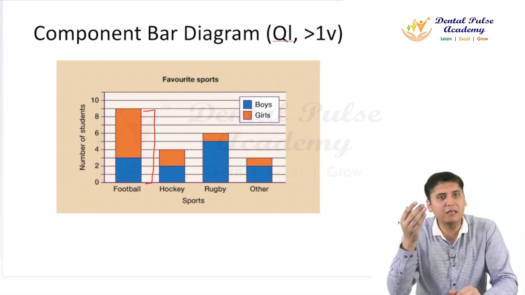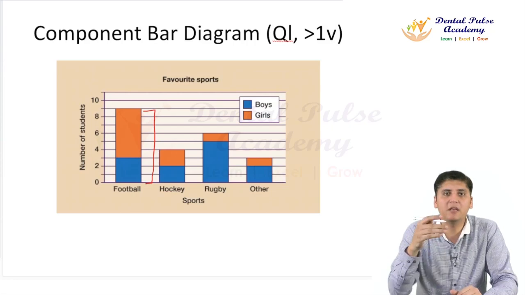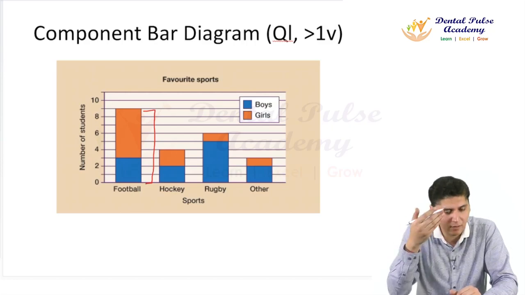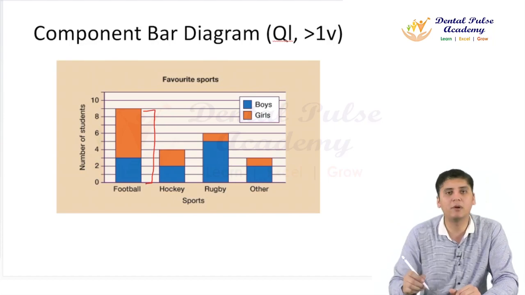So anyways, when there is a requirement to show qualitative data and more than one variable, we prefer a component bar. If a question comes to you, which is the most common method to show qualitative data in more than one variable, we always prefer component bar and not multiple bar.